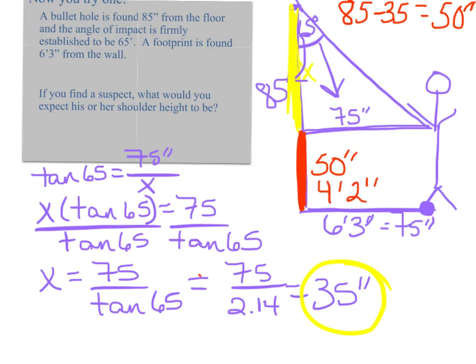Now that probably seems pretty short to you, but remember that's a shoulder height. You've got another 8 to 10 inches of head stuck on top of that person's body. So it is a fairly short person, but not an unreasonably short person. So this is your final answer here.